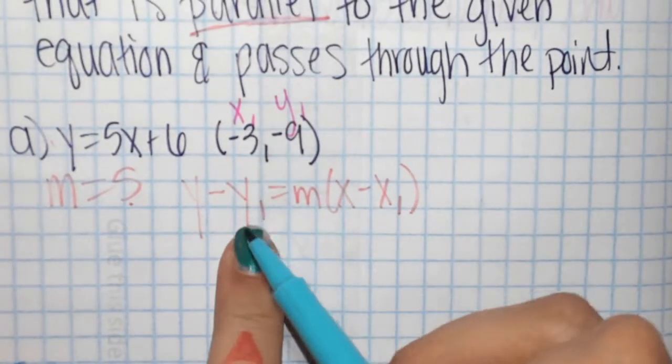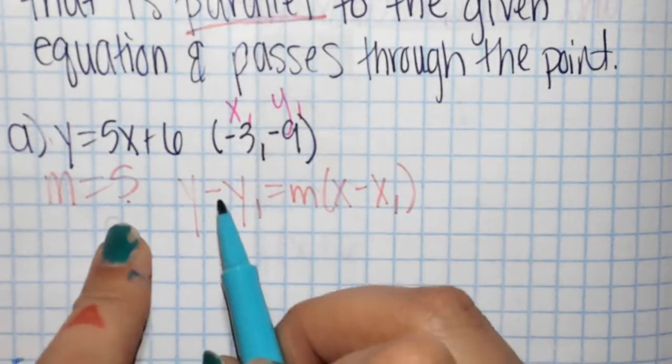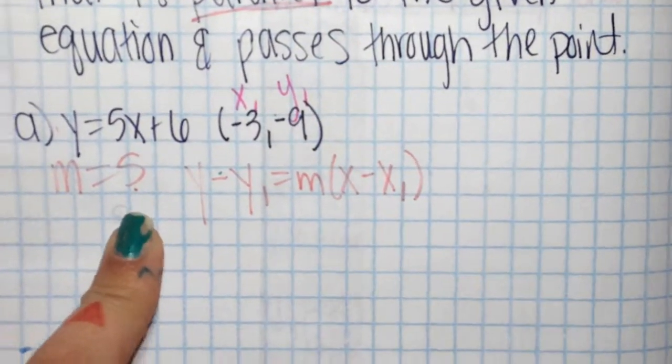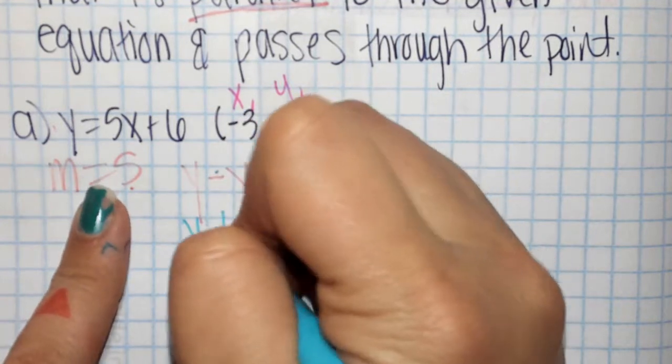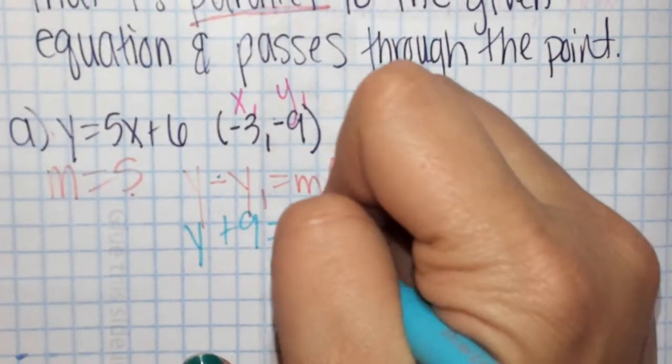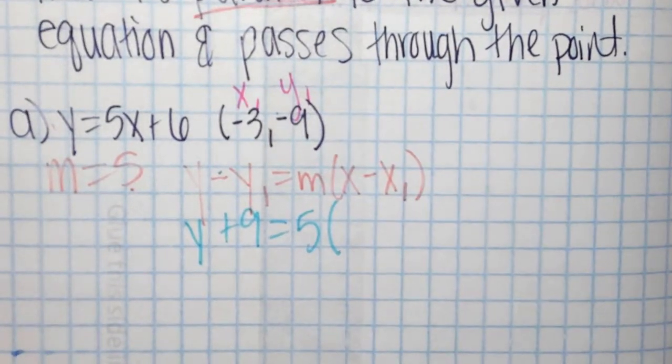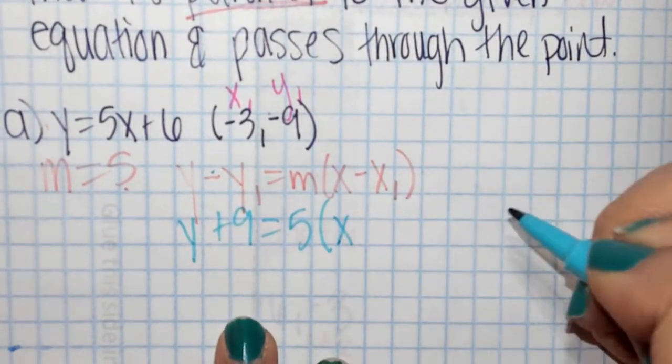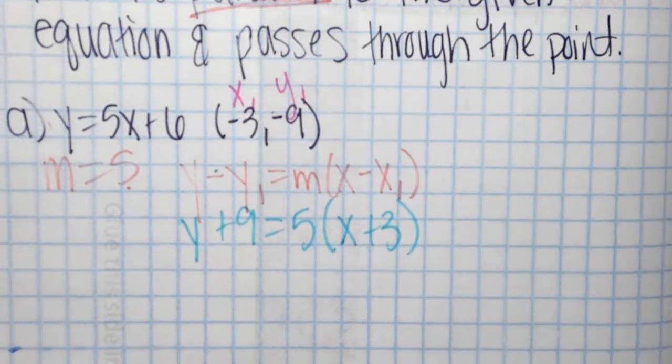Alright, now, y1 is negative 9. So am I going to write minus 9 or plus 9? Plus 9, because you changed the sign. So y plus 9 equals, what's my slope? 5 times... plus 3. And we're done.